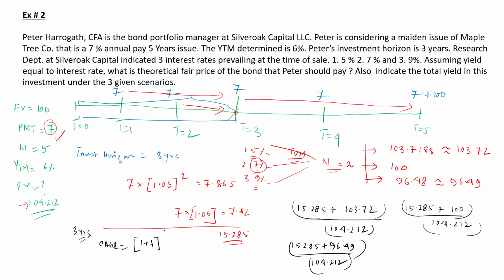simply discount it for 3 periods. So it's to the power 1/3, and whatever it comes to, deduct 1 from that and take a percentage of it. That is the CAGR under 3 different interest rate regimes. Once you do that, you will be able to find out the absolute yield, the yield in terms of percentage, under 3 different interest rate scenarios at the end of the holding period.